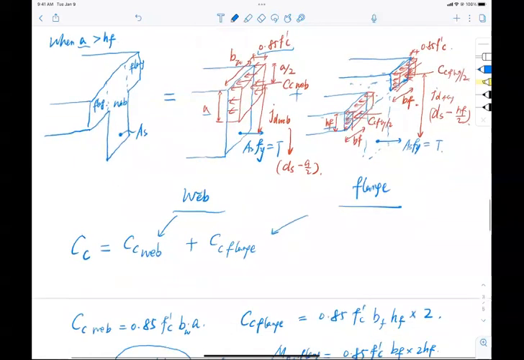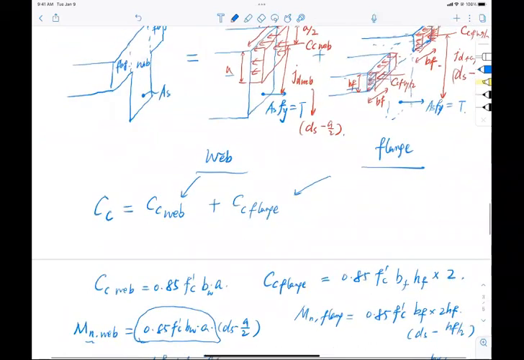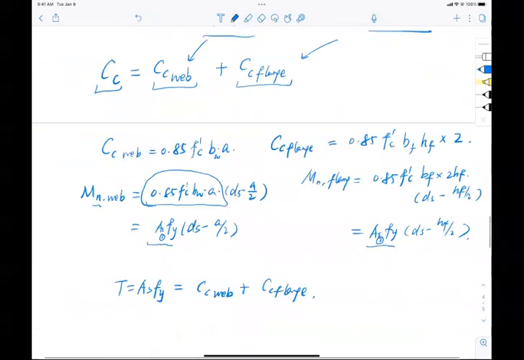And then we went on and said, okay, look, when we have this section, we now have total compression force from the concrete that can be split into the compression from the web and the compression from the flange, then went down for calculations, right?